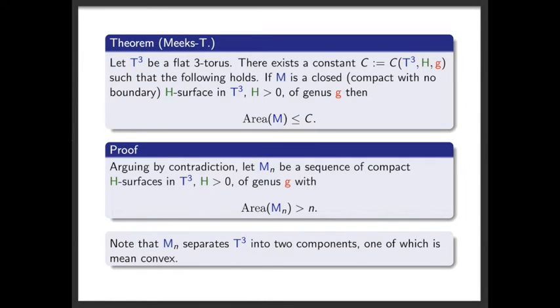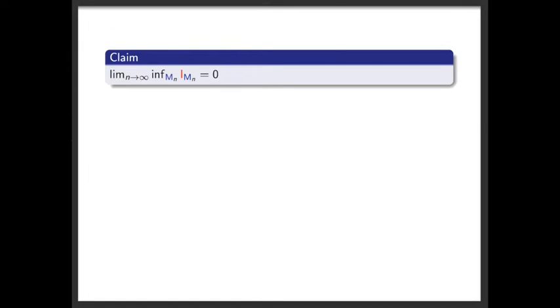Let's assume that M_n is a sequence of compact H surfaces with a fixed genus and area becoming arbitrarily large. One thing to notice is that M_n separates T^3, the torus, into two components, one of which is mean convex. This is going to be important for techniques that involve solving the Plateau problem, for instance. The first claim is that we have to have the injectivity radius going to 0.